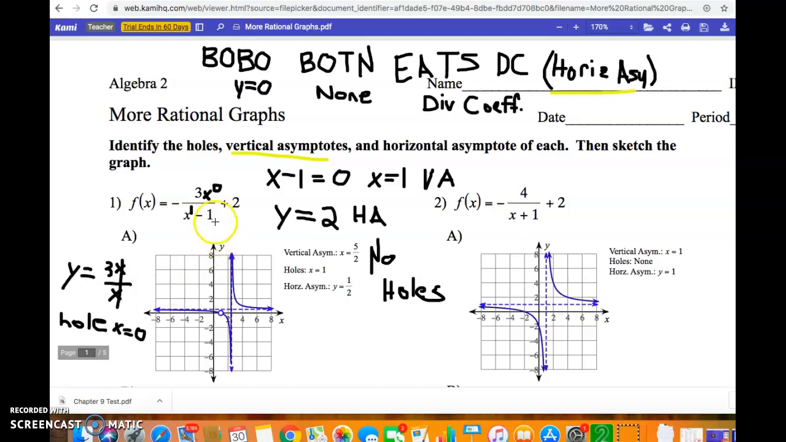But in this problem, there's nothing that cancels, so it's considered no holes. All right, so really at that point, you have to match up your answer choice and see which one's going to give you x equals 1, y equals 2, and no holes. So let's take a look.